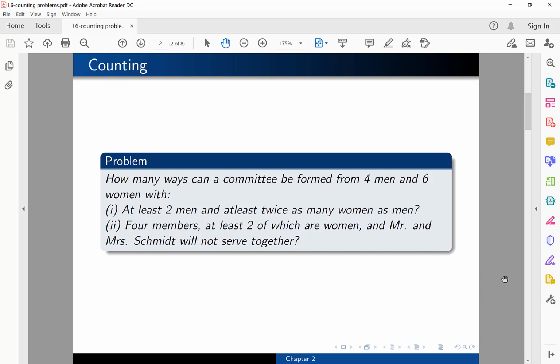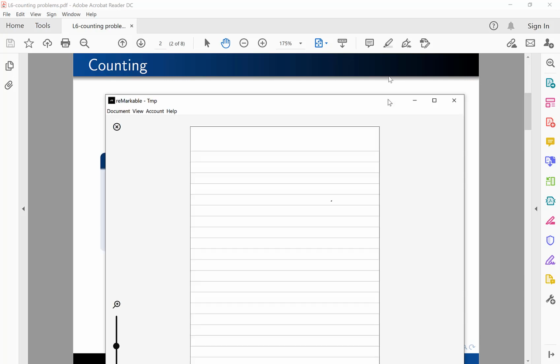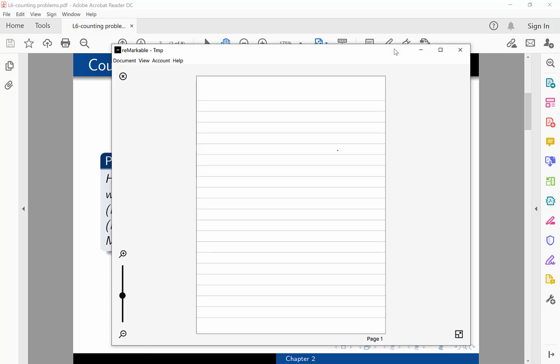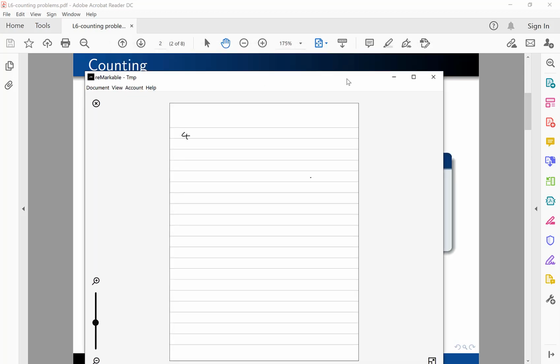So we have 4 men and 6 women to work with. In part 1, we want this committee to have at least 2 men and at least twice as many women as men, okay? So first of all, we shall see what are all the different possibilities here. So let me move this. So we have 4 men and 6 women, right? And we want the committee to have at least 2 men.